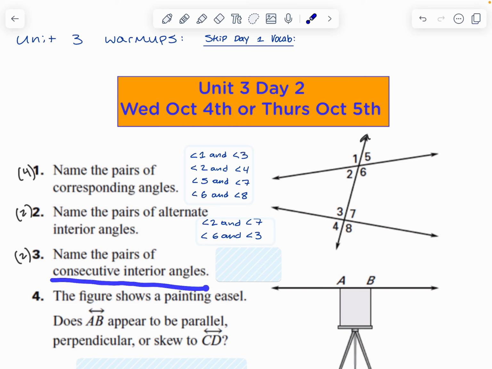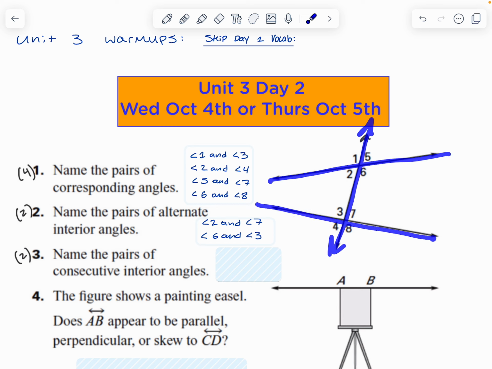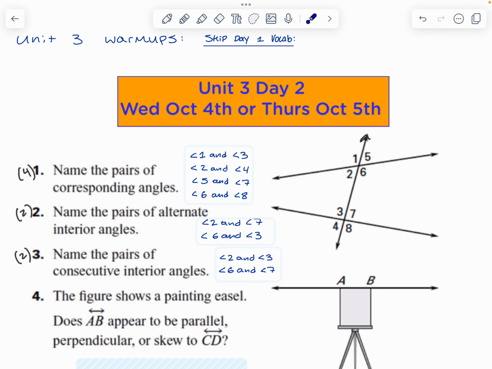Consecutive interior pairs. Consecutive refers to them being on the same side of the transversal. So on the same side of the transversal, and still, we already defined interior, inside these two parallel lines. I have 2 and 3 and 6 and 7. Those are my two pairs of consecutive interior angles. They're on the same side of the transversal, and they are inside those two lines.